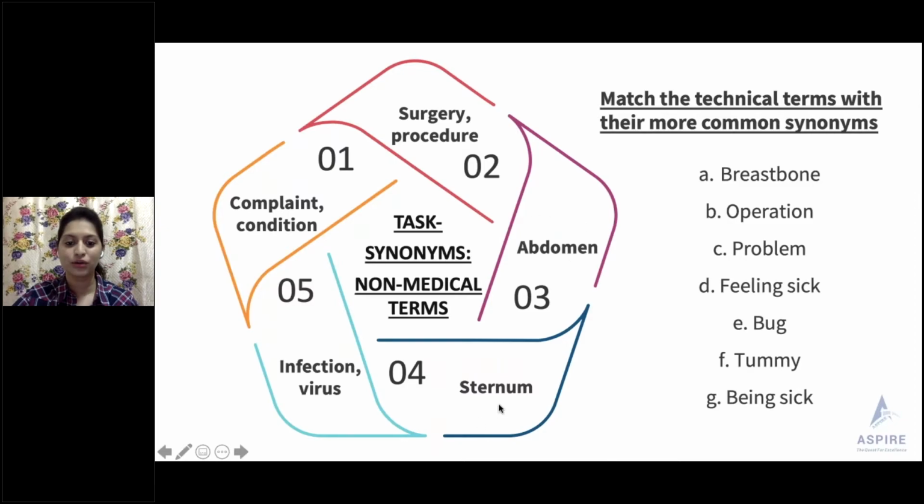So here are your technical terms or medical jargon or words. And here is what I want you to do. Please take a pencil and paper, or if you can do it just by looking at the screen, even better. Let me give you 10 seconds and you can enter the answer in the questions box.